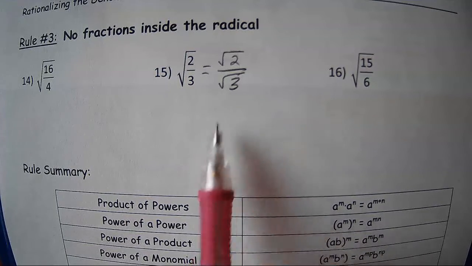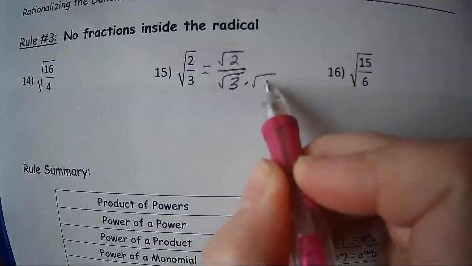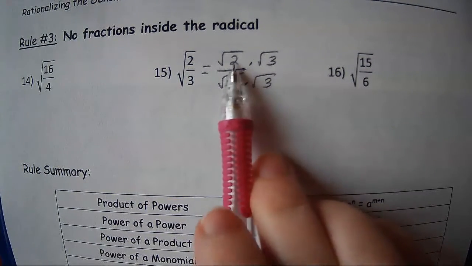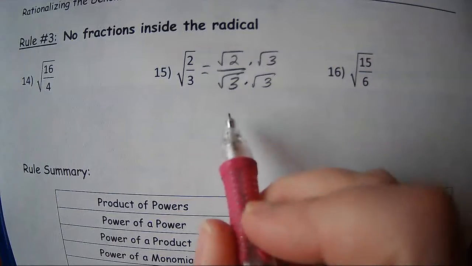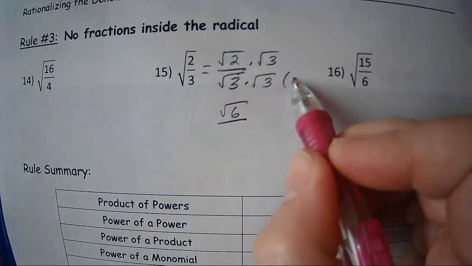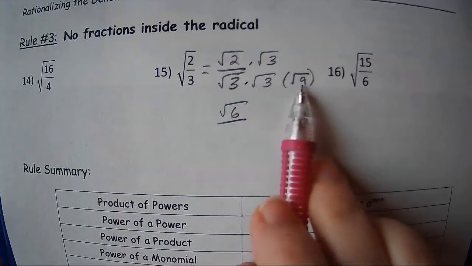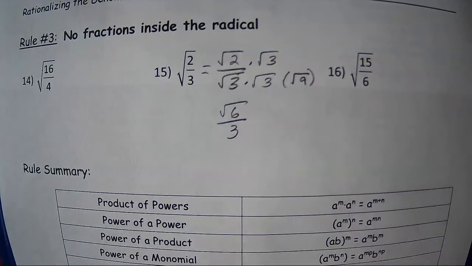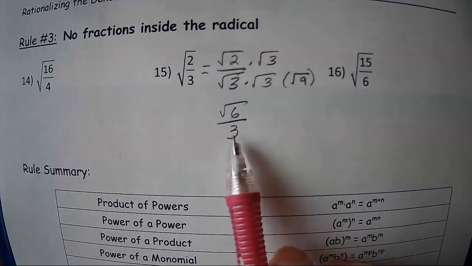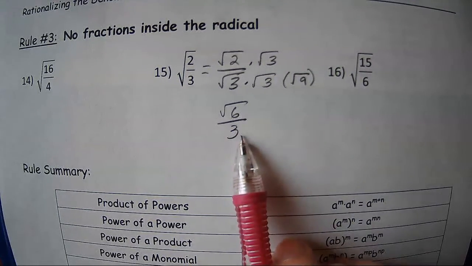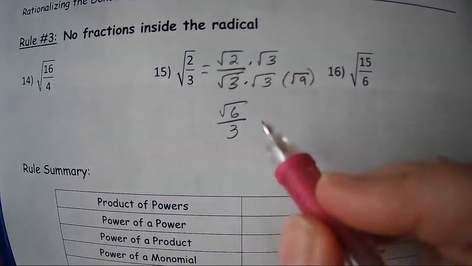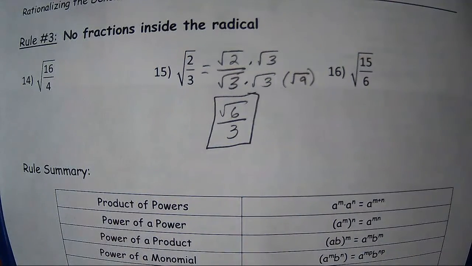We need to rationalize. So now we can take the square root of 3 and multiply it times both the numerator and the denominator. Now I can multiply radical to radical. So 2 times 3 is the square root of 6. And 3 times 3, isn't that the square root of 9, right? And the square root of 9 is 3. Now we have to ask ourselves, can we simplify any further? Can I reduce the square root of 6 over 3? No, because I have a radical and a whole number. I cannot reduce those. So this is my final answer.